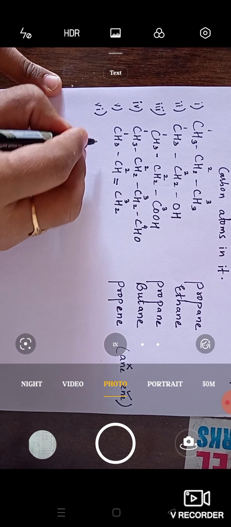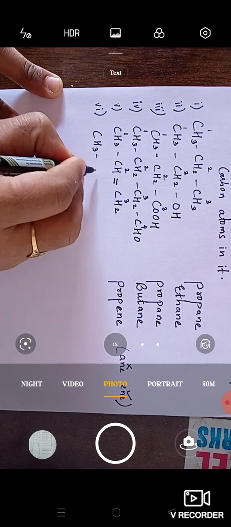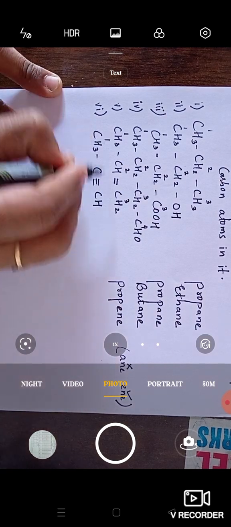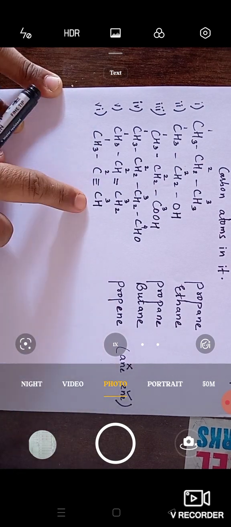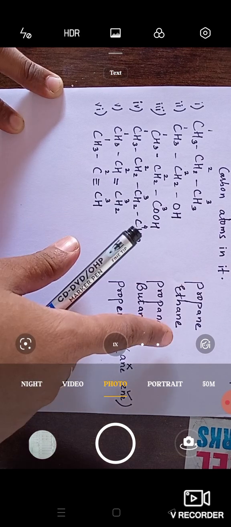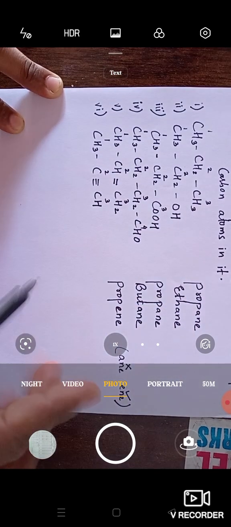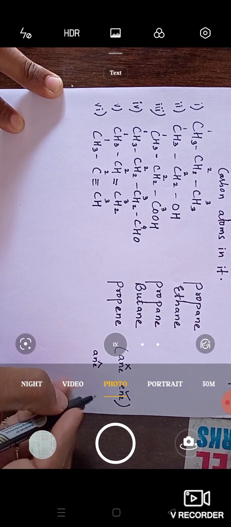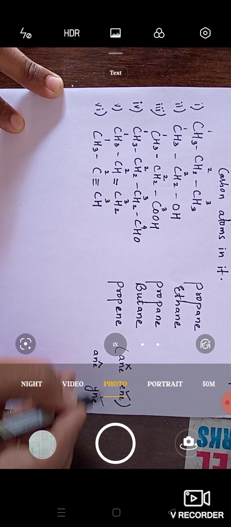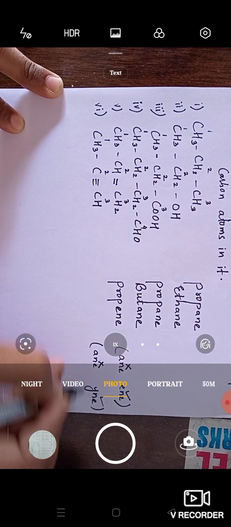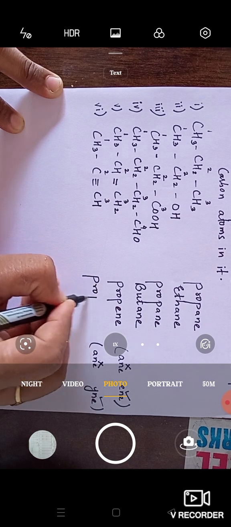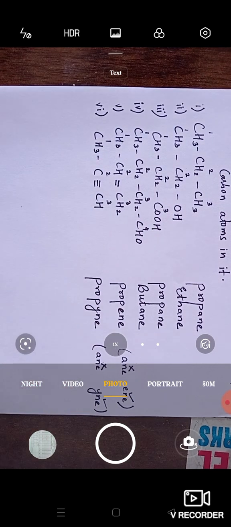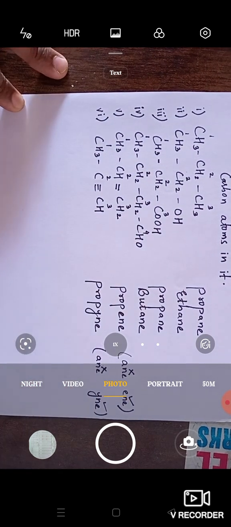And if there is a triple bond, like CH3, C, triple bond CH, here there are 3 carbon atoms. So the alkane with 3 carbon atoms is propane. But as there is a triple bond, 'ane' will get replaced by 'yne'. So this parent name would be prop, and 'ane' will get replaced by 'yne', so it will be taken as propyne.